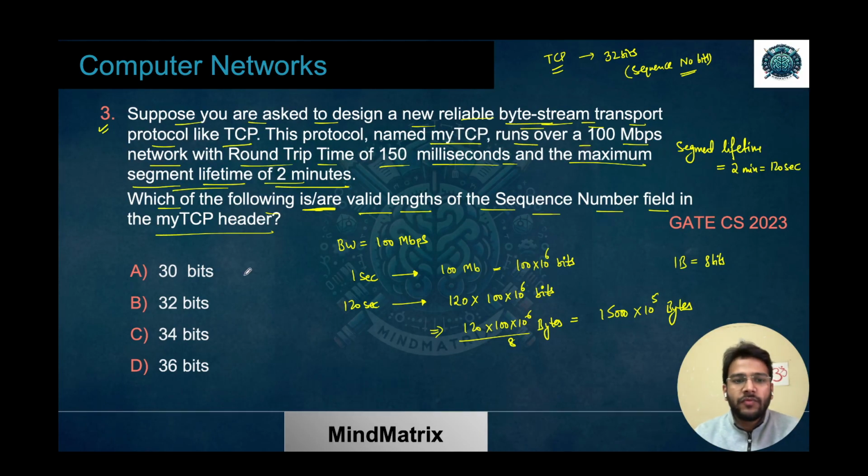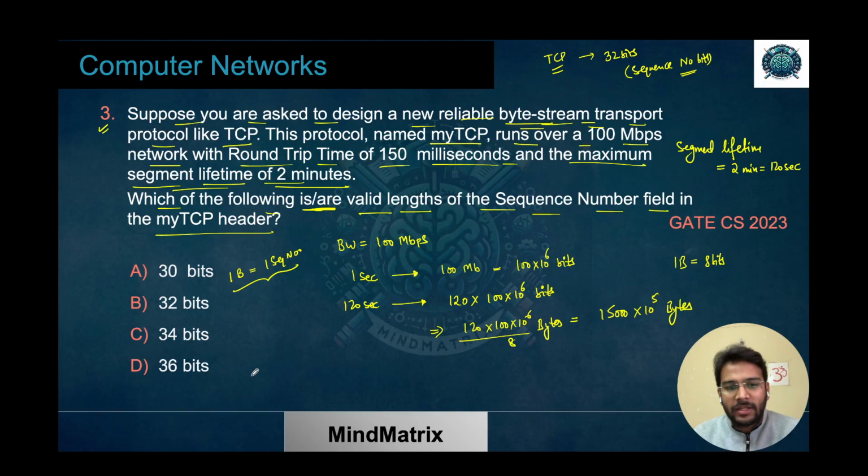Now, as TCP is a byte stream protocol, 1 byte will have 1 sequence number, because for every byte we have to keep a count. So 1 byte means 1 sequence number will be used. And for this many bytes, how many sequence numbers will be used? Equal to this only, 15,000 into 10 raised to the power 5 sequence numbers. And we need to find the number of bits, so for these many sequence numbers, how many bits will be required?